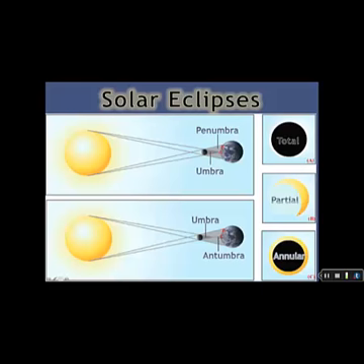This is what happens when the moon is a bit further away. The point of the shadow is before it hits the Earth, and in this case, if you're at this point, you will still see part of the sun, but it'll be blocked out in the middle, and you'll still have a partial in this region around here.